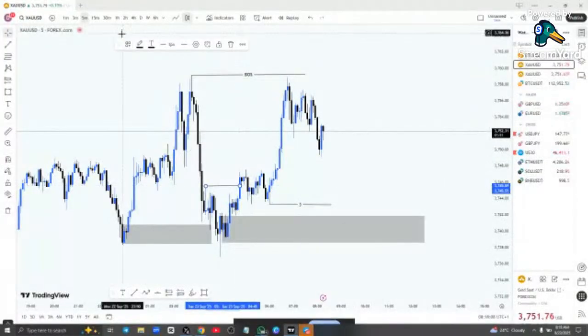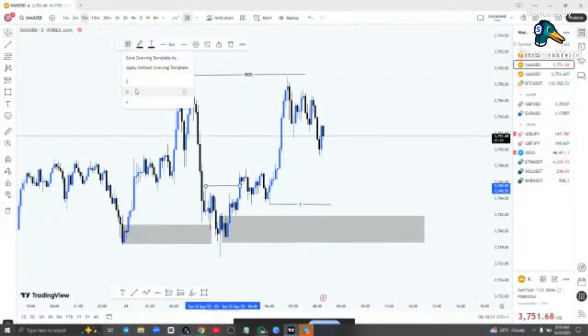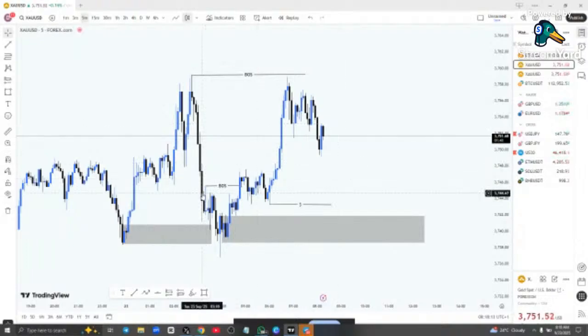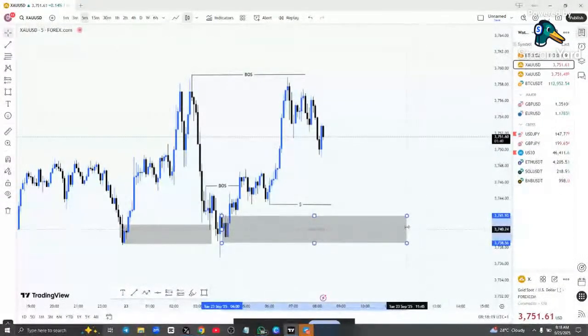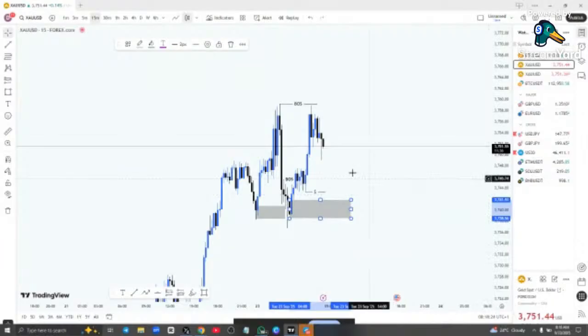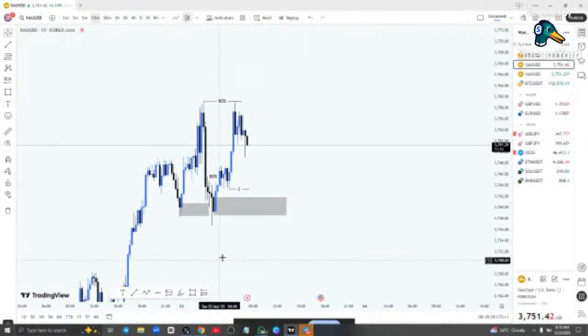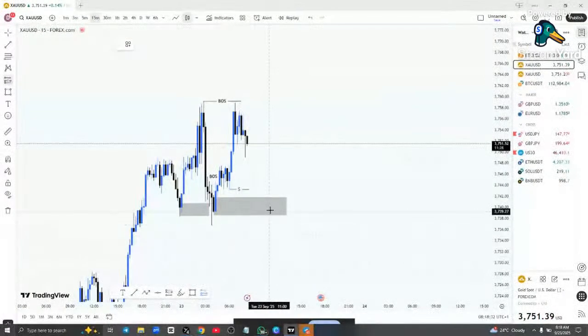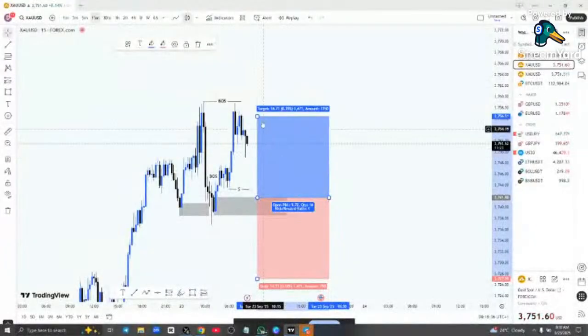Now this is an internal break of structure right here. So gold, with the way it moves, with the study I've done, gold can use this as a break of structure and respect this very POI. Right, so I'm going to consider this very buy on gold. It's a risky trade because a clear break of structure is not present, but it has an internal BOS. So let's consider this very buy.